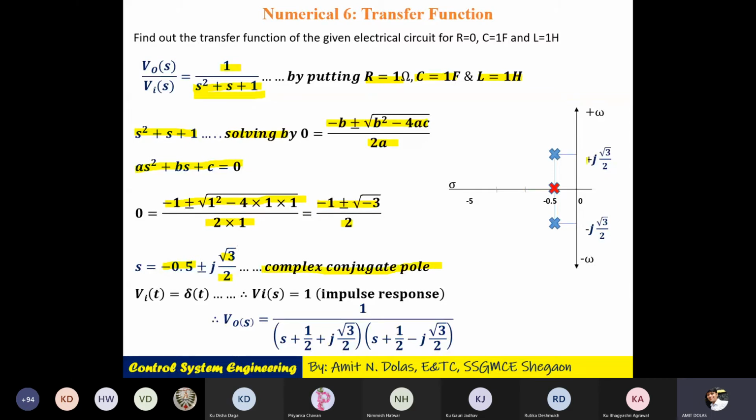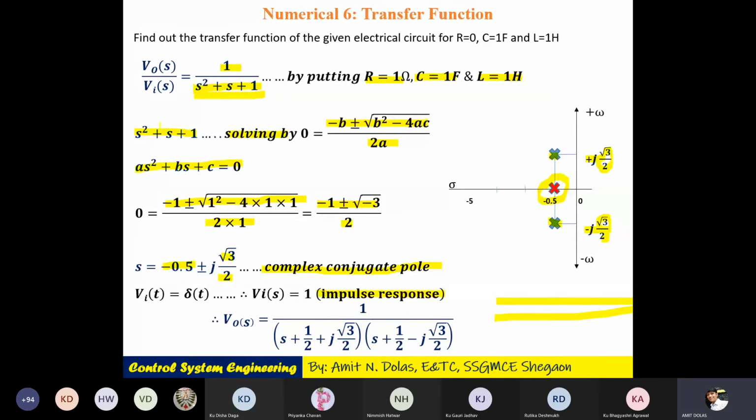So how to plot the complex conjugate on the s plot, the s domain? It will be plus j root 3 by 2, it comes here. It will be minus j root 3 by 2, it comes here. On the real axis, we have the real part, that is minus 0.5. Let's see the impulse response.